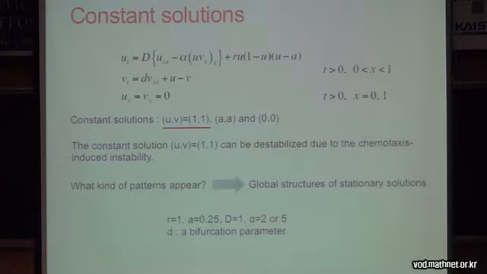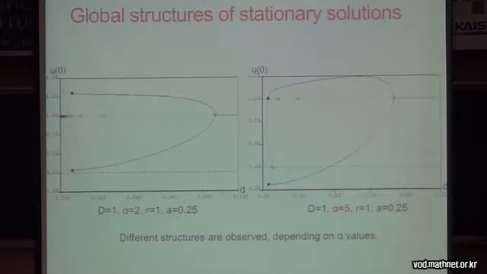By using a computer, we obtain the numeric global structure of stationary solutions. So this is d = 1, alpha = 2, r = 1, a = 0.25.